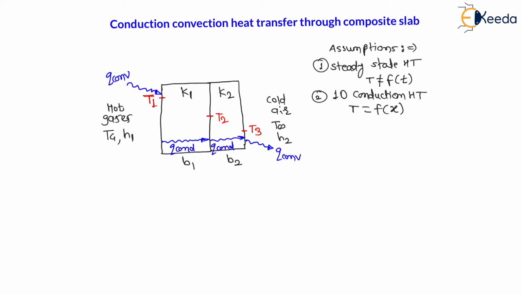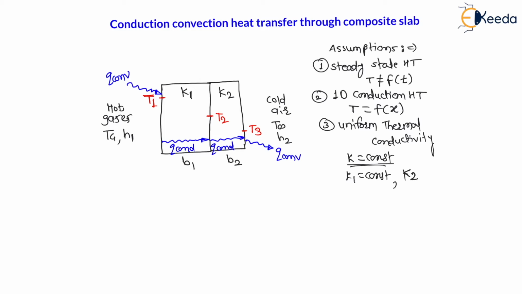And then the third assumption is uniform thermal conductivity. My dear students, uniform thermal conductivity means the thermal conductivity K will always remain constant. That means for the first slab K1 is constant, and the thermal conductivity of the second slab K2 is also constant. Thermal conductivity will not change with respect to temperature. Basically these are the three assumptions.